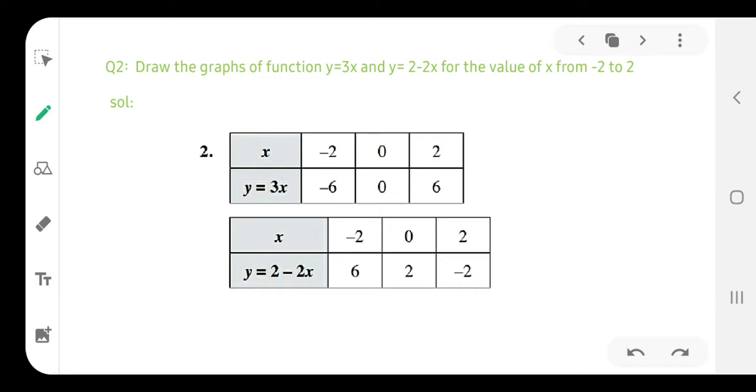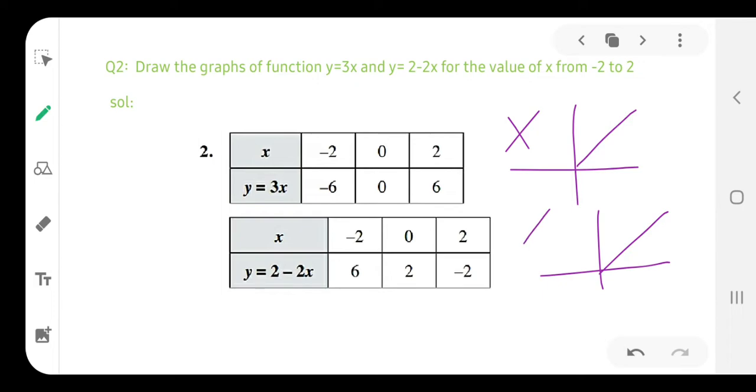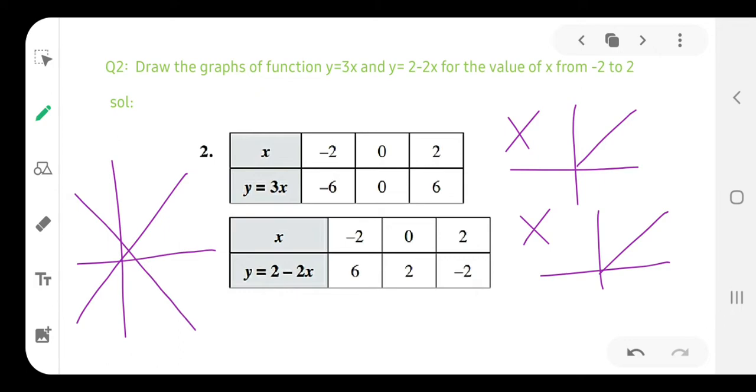If you have 2 or more functions in a question, you are not going to plot separate graphs for each function. No, this is wrong. You are going to plot a single graph and you will represent the lines of the functions there. Like this is L1 representing the line of function 1, and this is L2 which is representing the line of function 2.